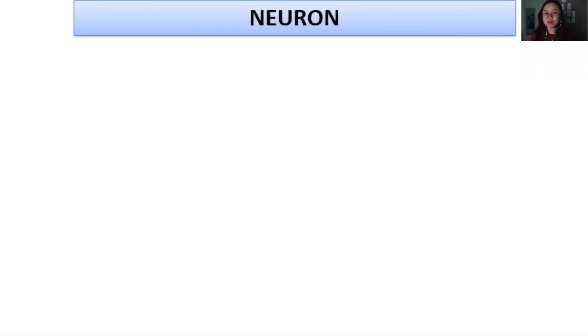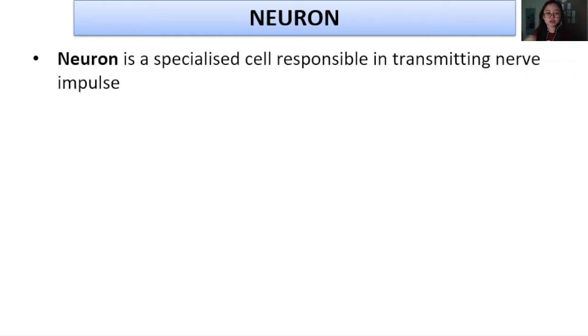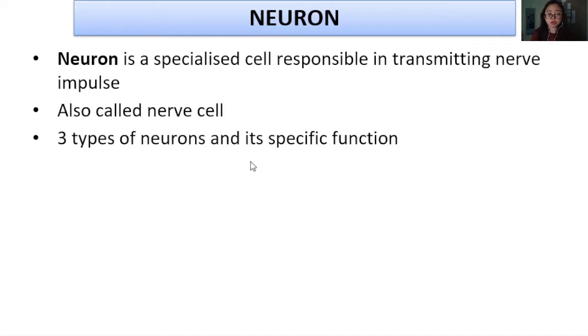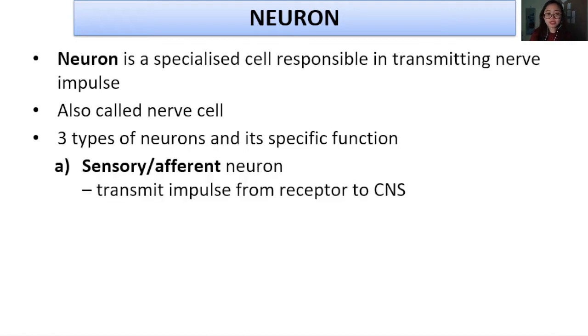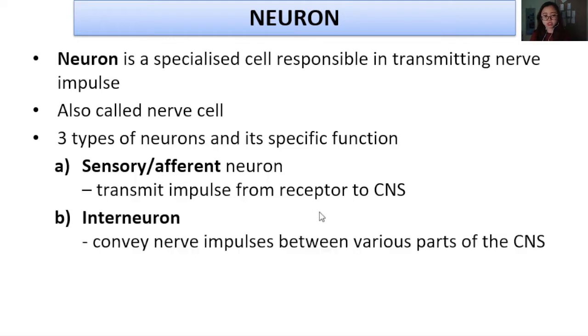Let's learn more about the neurons. The neuron is a specialized cell that is responsible in transmitting nerve impulse. It's also called a nerve cell, and there are 3 types of neurons, and it has its specific function. The first type of neuron is sensory or afferent neuron. The function of sensory neuron is to transmit impulse from receptor to the central nervous system.